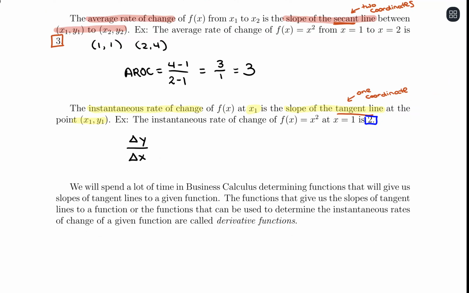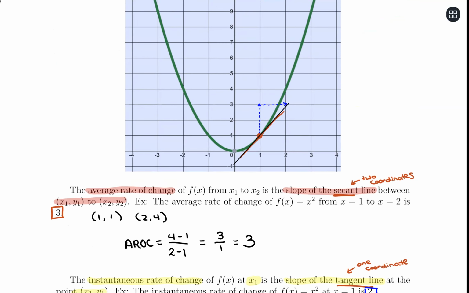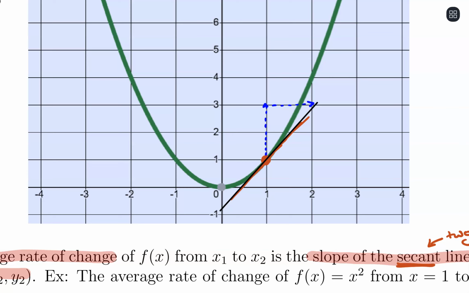So a little snippet down here. We will spend a lot of time in business calculus determining functions that will give us slopes of tangent lines to a given function. The functions that give us the slopes of tangent lines to a function might all sound like gibberish, but we'll break it down quite a bit. This idea of the slope of the tangent line, or this instantaneous rate of change, will also tie to derivative functions.